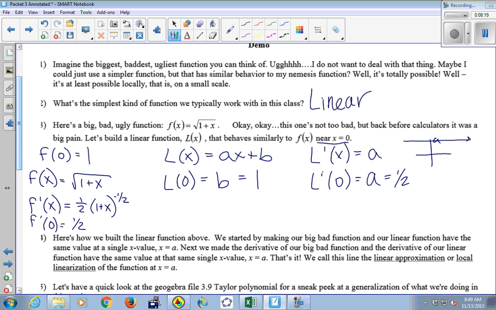Okay, so by making the function and the line have the same value at x equals 0 and the same derivative at x equals 0, I figured out values for a and b. Right? So my linear approximation, L of x, my a value is 1/2, 1/2 x plus b, which is 1.